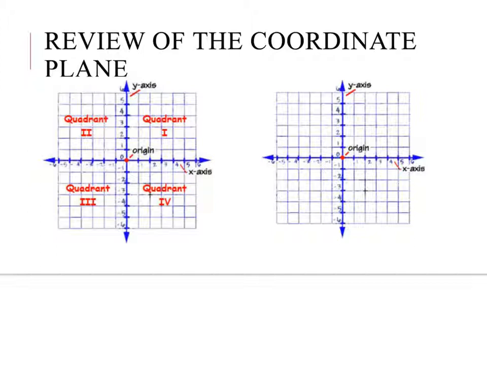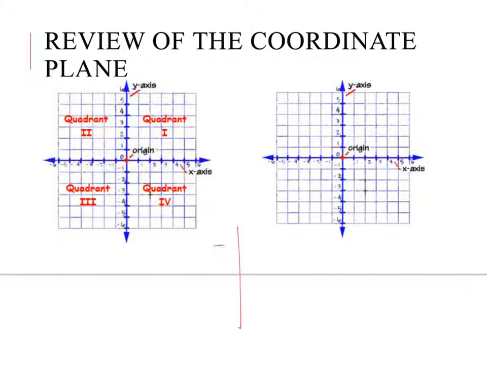So a quick review of the coordinate plane. Okay, remember that your x-axis is your horizontal axis. Your y-axis is your vertical axis. You have the origin where the 2 axes meet. Starting in the top right, you have quadrant 1, and it goes around counterclockwise to quadrant 2, quadrant 3, and quadrant 4. Your quadrants are named with Roman numerals so that you know that you're talking about quadrants.